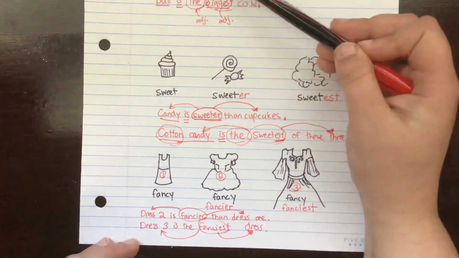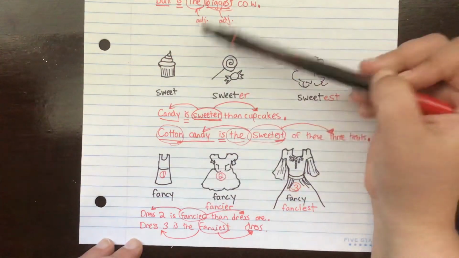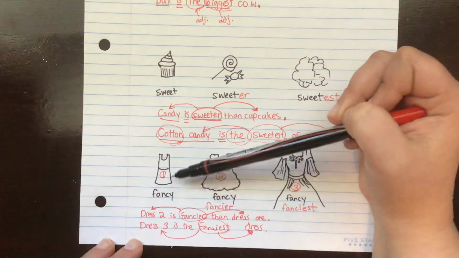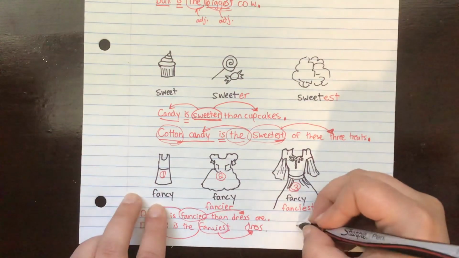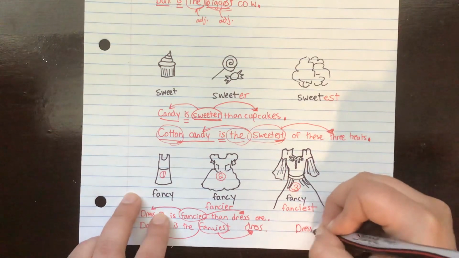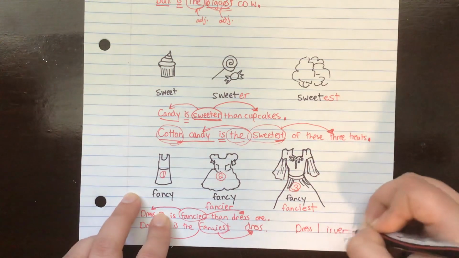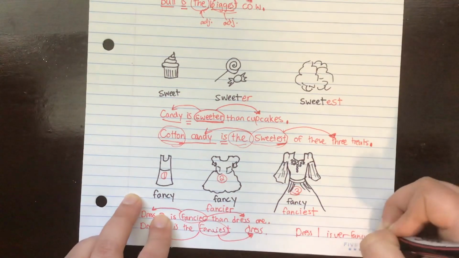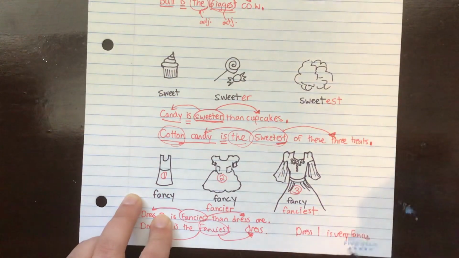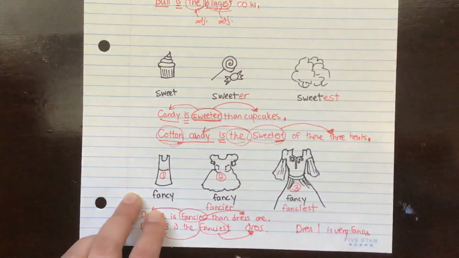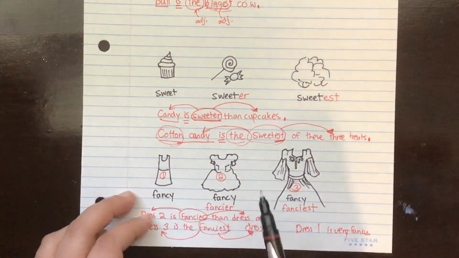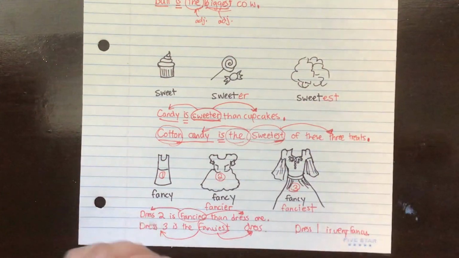Now what about these words? Big, sweet, fancy, are those comparison words? Well, actually they're not. If I wanted to write a sentence about a fancy dress, I could say dress 1 is very fancy. Does that mean I'm comparing dress 1 to another dress? No. So these words by themselves are not comparison words. They're only comparison words if they have the ER or the EST.